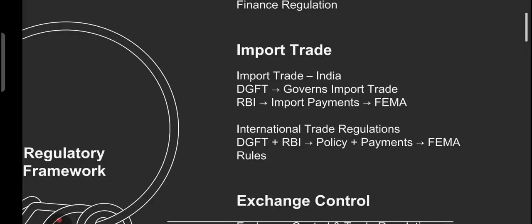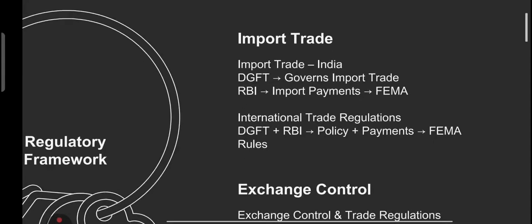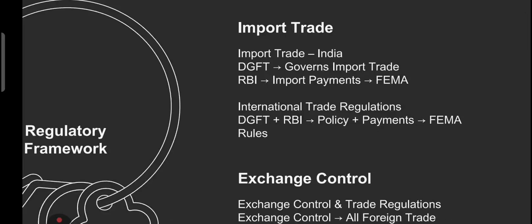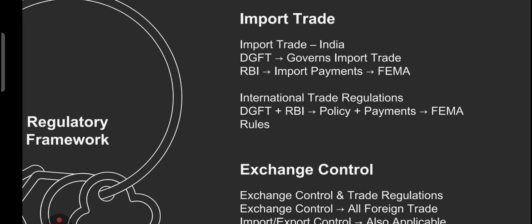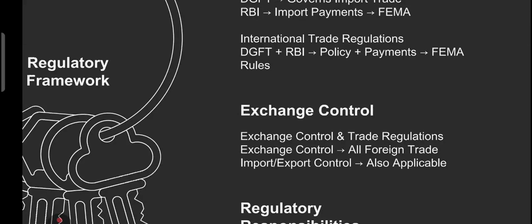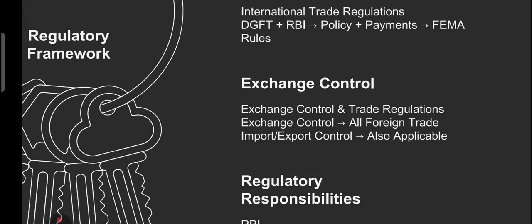If we look at the import trade, then once again DGFT is in charge of governing how imports are handled in India. And when it comes to import payment, RBI steps in, guided by FEMA rules. So together, DGFT and RBI ensure both policy and payment sides are regulated under international trade law. Then we have exchange control. Foreign exchange control plays a central role also. Whether it is export or import, exchange control is applied to all foreign trade transactions. And yes, RBI and FEMA are again at the core of the system, regulating the money flow.